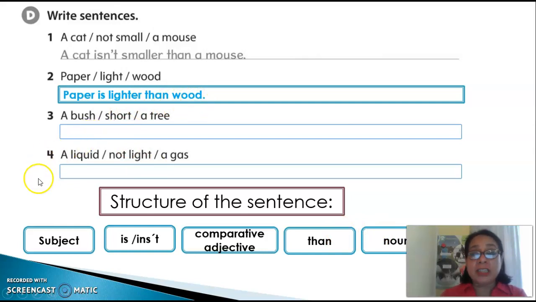So when you finish your sentence, please try to check the structure to see if you are doing a good job. And check your answers with the ebook too. Okay? A bush, short, a tree; a liquid, not light, a gas. Right here we have a negative, so you have to choose this form. Do this activity on your own, and when you finish, check your answers with the ebook.